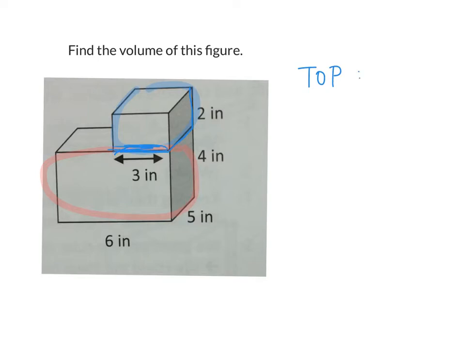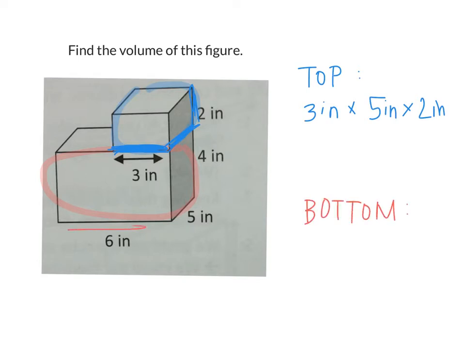Yes? Okay. Let's first talk about the dimensions of the top rectangular prism. How long is it? 3 inches. How wide is it? 5 inches. How tall is it? 2 inches. Very nice. Okay. Let's find the volume later. Let's talk about the dimensions of the bottom prism in red. How long is it? 6 inches. How wide is it? 5 inches. How tall is it? 4 inches. Very good.